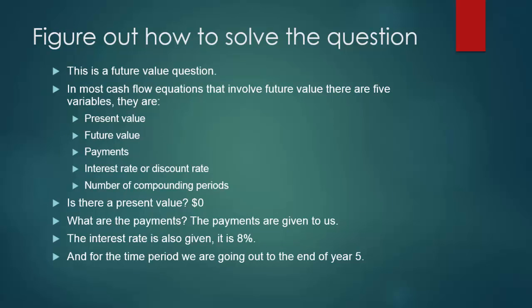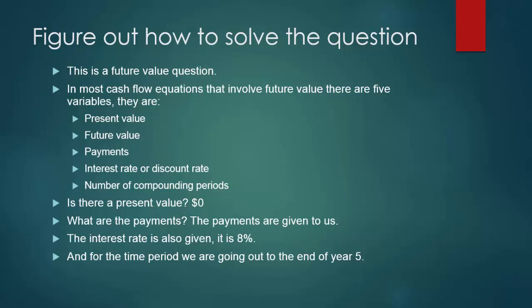Whenever you're dealing with a future value or present value question, there are generally five variables, and they are present value, future value, payments, which is basically going to be the cash flows in between the present value and the future value, the interest rate, sometimes called the discount rate, and then the number of compounding periods.